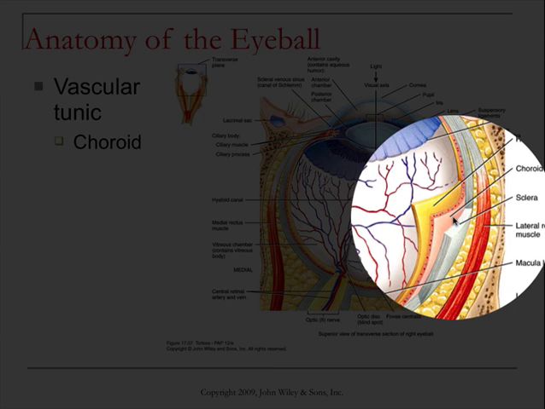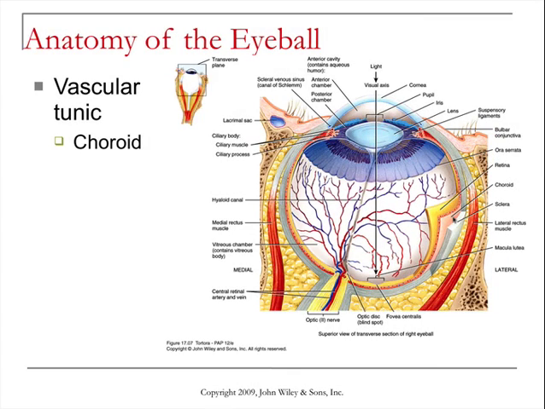The choroid does two things. It has numerous blood vessels that provide nutrients to the posterior surface of the retina. The choroid also contains melanocytes. These are the cells that produce the pigment melanin, and the melanin causes this layer to appear dark brown in color. The melanin in the choroid absorbs stray light rays, so in other words, it prevents reflection and scattering of light rays within the eyeball.